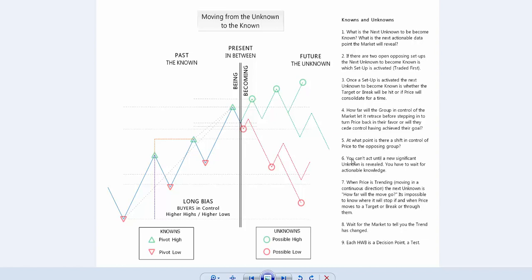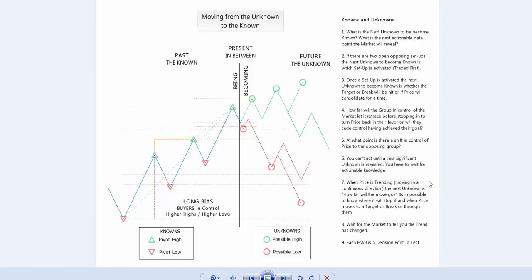You can't act until a new significant known is revealed. You have to wait for the actionable knowledge. You'll hear many times we're referring to no man's land. We're in that moment between where we've completed a profit target and when we're pulling back into the next unknown, next measured move. We don't know until we get to that new setup whether there's going to be participation behind it or if it's going to fail that trend. That is the new unknown.